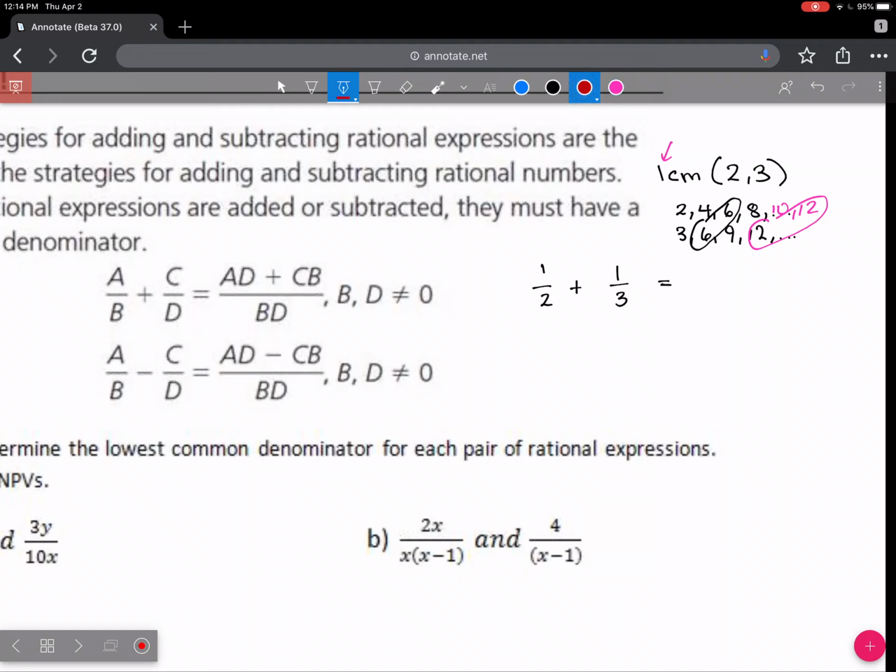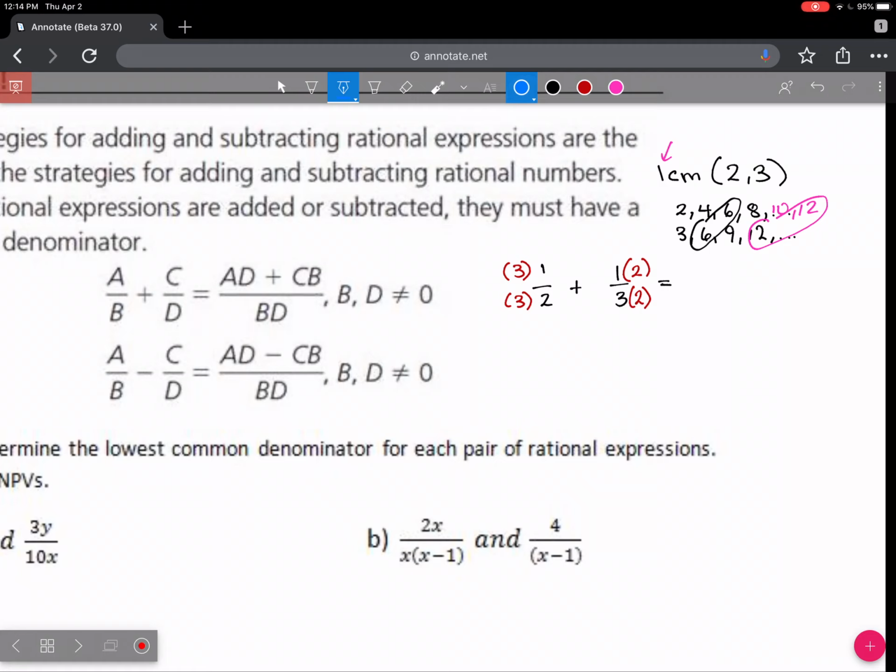Now if it's 6, then what we have to do is edit each one of these denominators by multiplying. So for the first denominator, I'd have to multiply by 3. So whatever you do to the bottom, you have to do to the top. And that is because you need to preserve the ratio. For the second denominator, it's multiplying by 2. Whatever you do to the bottom, you do to the top.